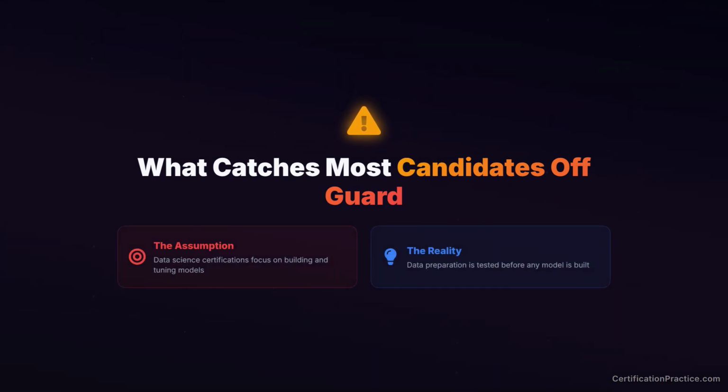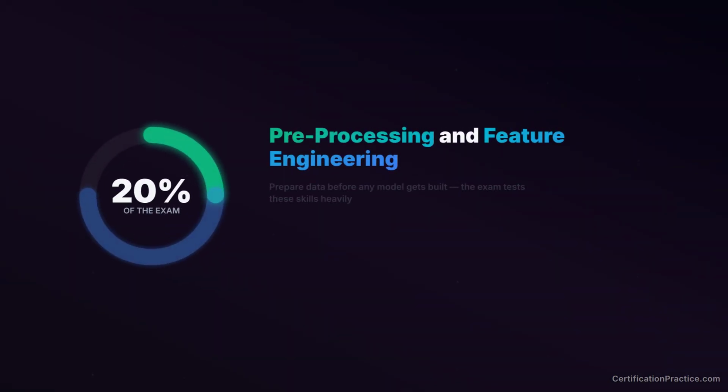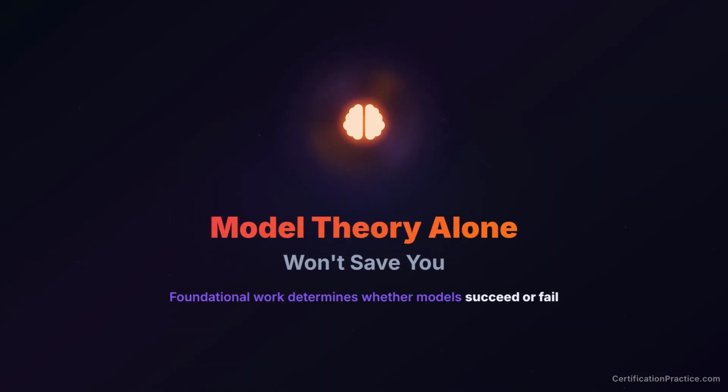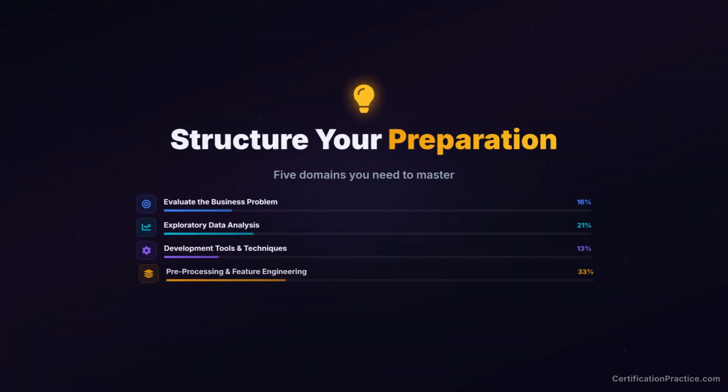Now here's something that catches most candidates off guard with this exam. You might assume a data science certification focuses heavily on building and tuning models. But 1/3 of this entire exam, 33%, tests your ability to prepare data before any model gets built. That's pre-processing and feature engineering. Candidates who dive straight into model theory often struggle because they've underinvested in the foundational work that actually determines whether models succeed or fail. Stay with me to the end, and I'll show you exactly how to structure your preparation so you're not one of them.